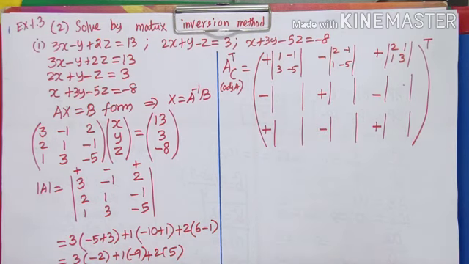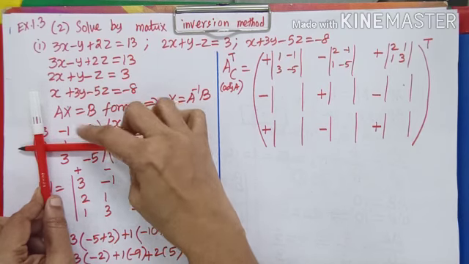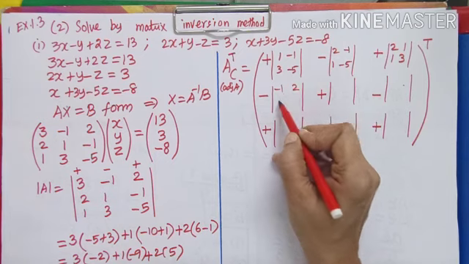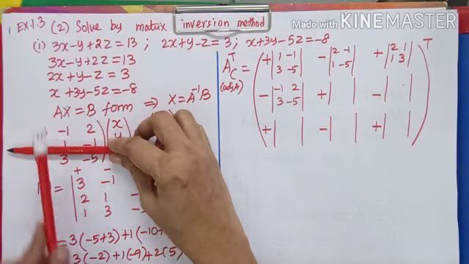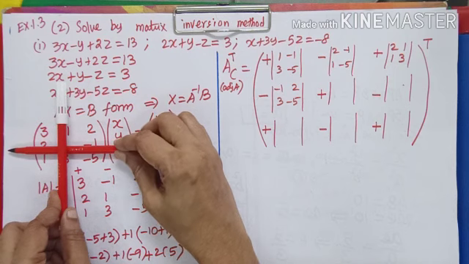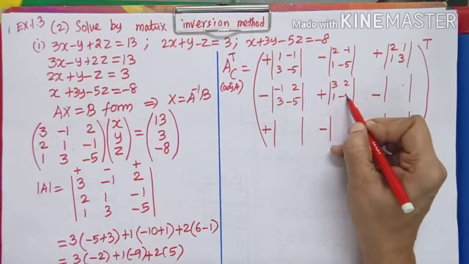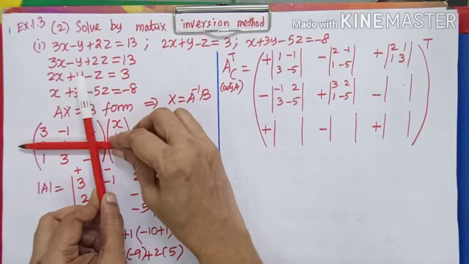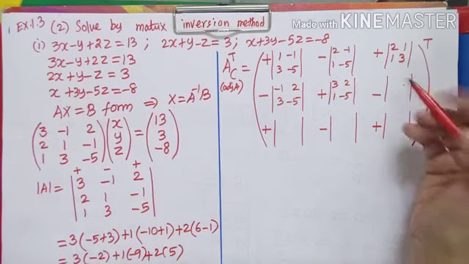Second row, first column. What is left out? Minus 1, 2, 3, minus 5. Second row, second column. Hide it like this. 3, 2, 1, minus 5. Second row, third column. 3 minus 1, 1, 3.